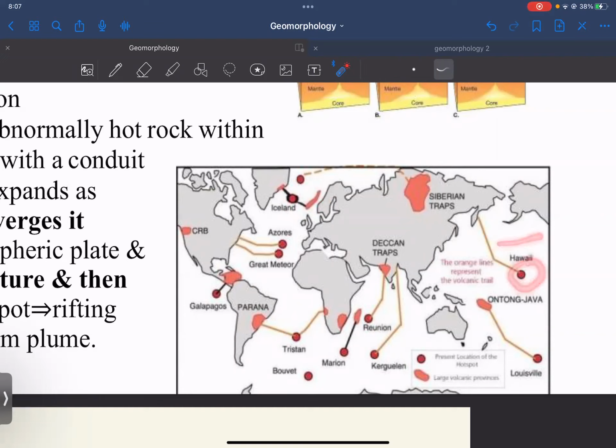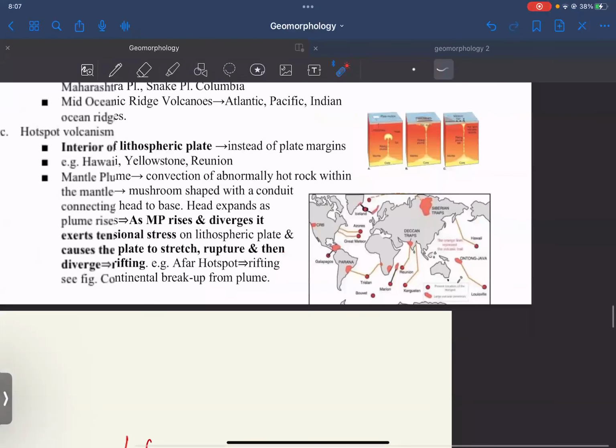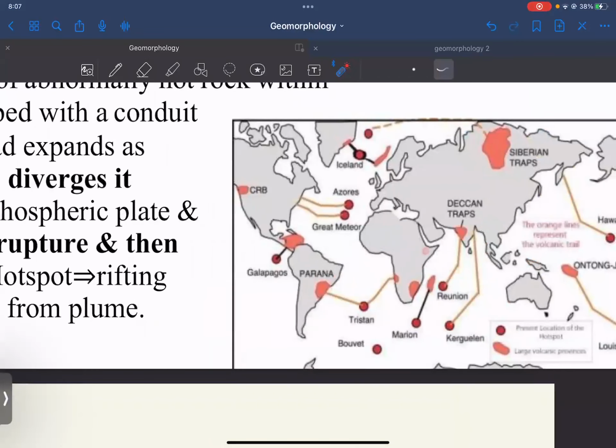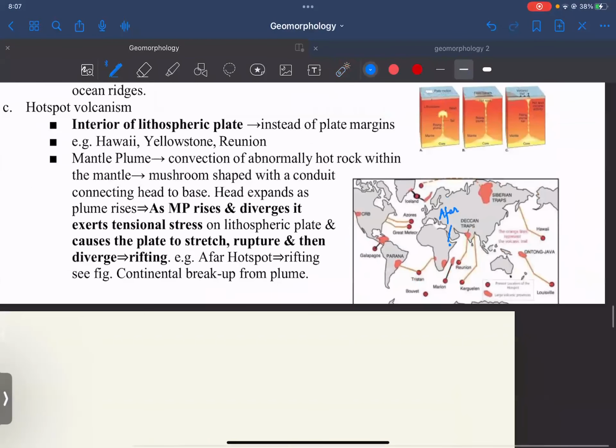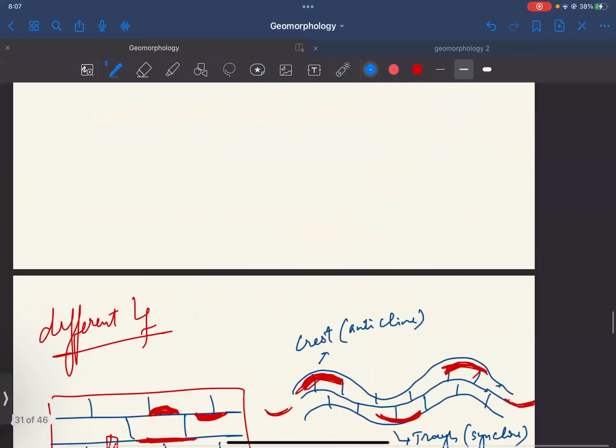Hawaiian mountains are being created. Alright. Just remember Reunion, Tristan, Iceland, Hawaiian. Alright. If you can remember Ontong Java also, it is created by the Louisville hotspot. That is it. These examples are enough. And yes, the most famous one, Afar, is not mentioned over here. Afar hotspot is in the eastern part of Africa. Alright, these are the examples that you need to remember.